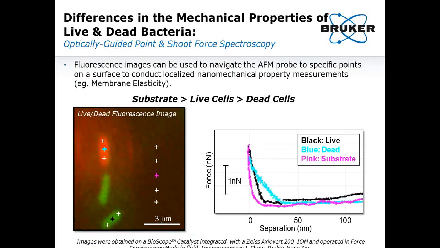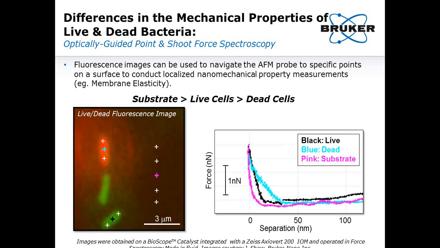As an example of optically guided force spectroscopy, we'll go back to our example of the live and dead bacteria. We can use the fluorescence image to target specific points in the cells or on the substrate surface on which to obtain quantitative modulus measurements. Force curve measurements were performed at the locations indicated by the crosses in the fluorescent image. A representative curve from the dead cell, shown in blue, the live cell in black, and the substrate surface in pink, are shown in the graph on the right.